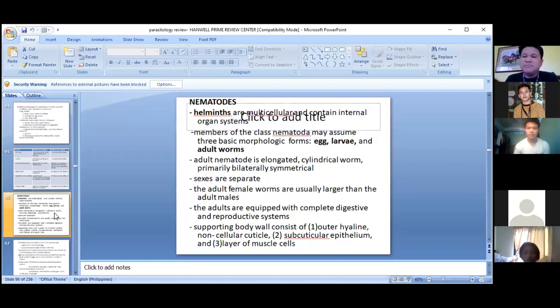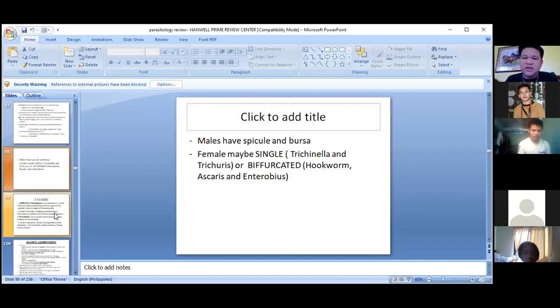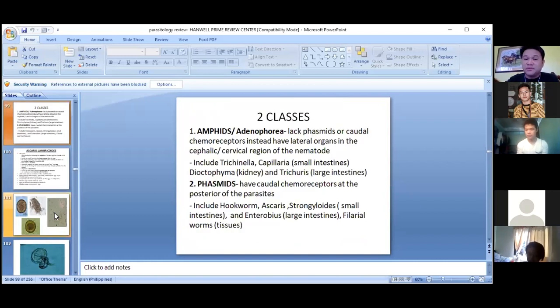So anyway, our last session last time dealt with the nematodes, in particular the two classes of nematodes, correct? As I've said, we have two classes, the Aphasmidea and the Phasmidea. The two classes are basically because of the presence of the caudal chemoreceptors. If they have the caudal chemoreceptors at the posterior portion of the adult parasites, then they are labeled as phasmids, Phasmidea or Secernentea.